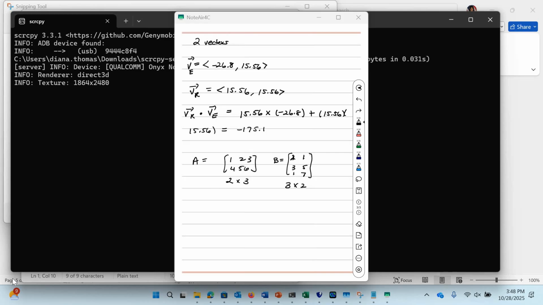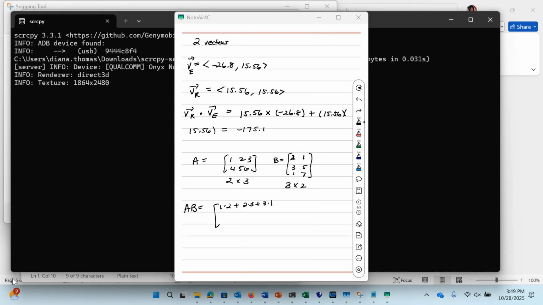How do I multiply? What's my answer supposed to look like? You guys remember what the shape of the answer is going to be? It's going to be a 2 by 2 because the 3's cancel out when you do the multiplication. So how do you do that? A times B. I take the first row and consider it like a vector, and I dot product it with the first column. So the first row is 1, 2, 3, and I dot product it with 2, 3, 1. So 1 times 2 plus 2 times 3 plus 3 times 1. That's going to make the first component.